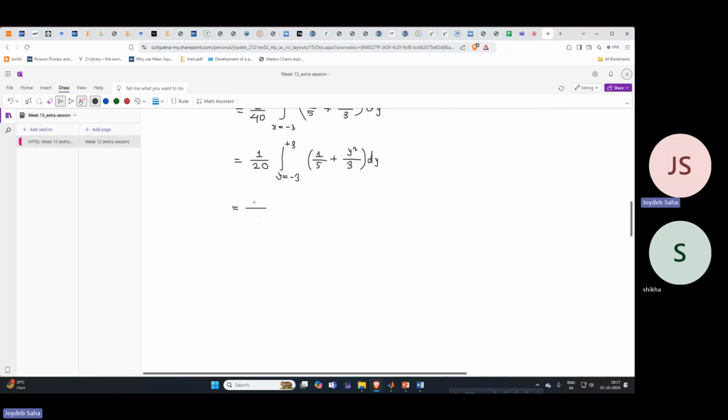So we can write this is 1 upon 20, this will be y upon 5 plus y cube upon 9, limit is from minus 3 to plus 3.